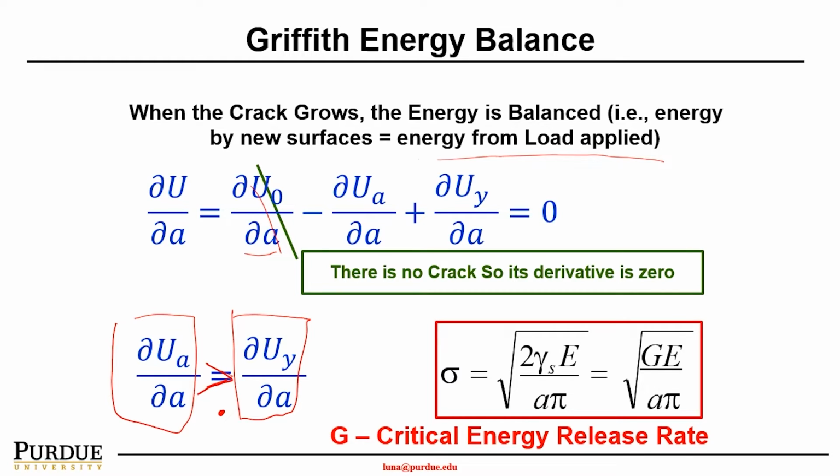Then he introduced a new concept, G, called the critical energy release rate. Basically, it is how quickly energy can be released from the material. If that energy can be released faster, then creating the new surface area is faster, so the material can take much more stress. However, if the critical energy release rate is lower, the material cannot take as much.